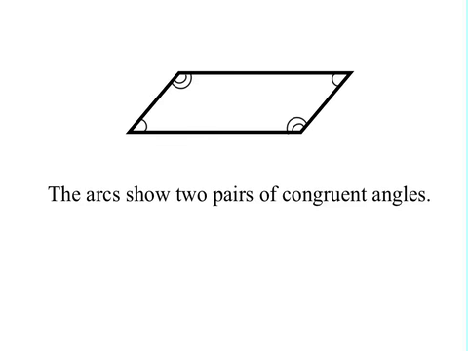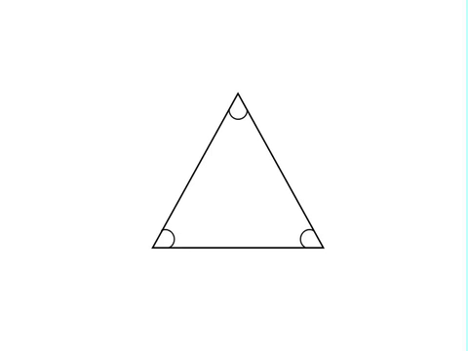And now in this same figure, there's 2 pairs of angles that are congruent. The upper left and the bottom right are congruent, so they have double arcs. The lower left and the top right are congruent, so they have single arcs. Here's an equilateral triangle. All 3 angles are the same, and they're marked, and that tells us it's an equilateral triangle. Here's the same triangle marked to show the sides.